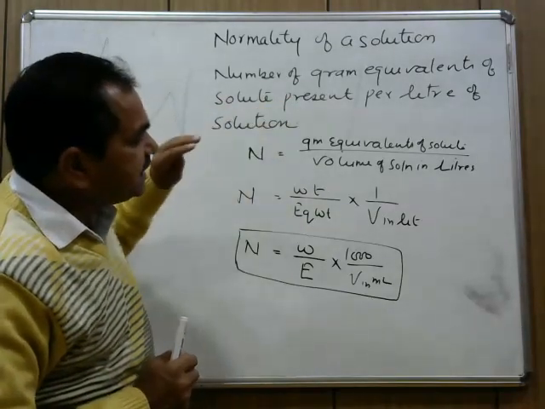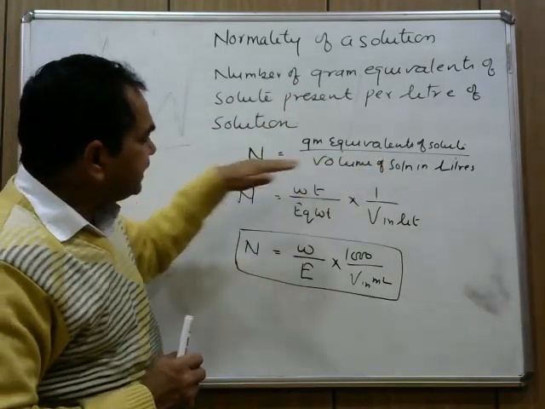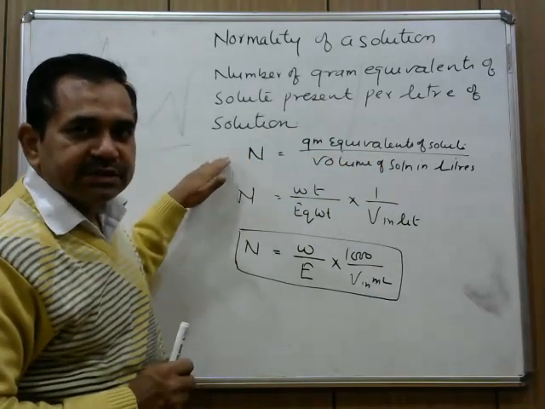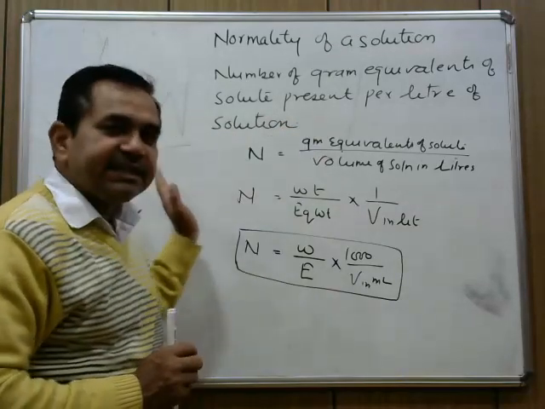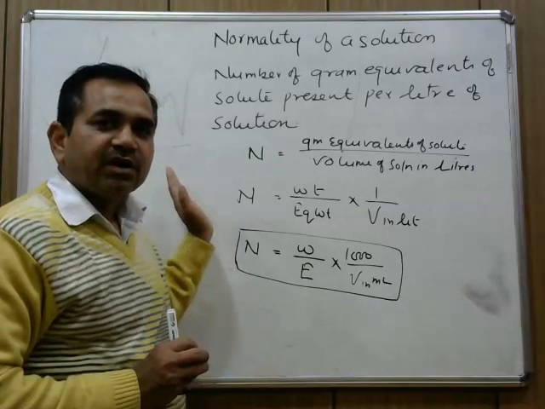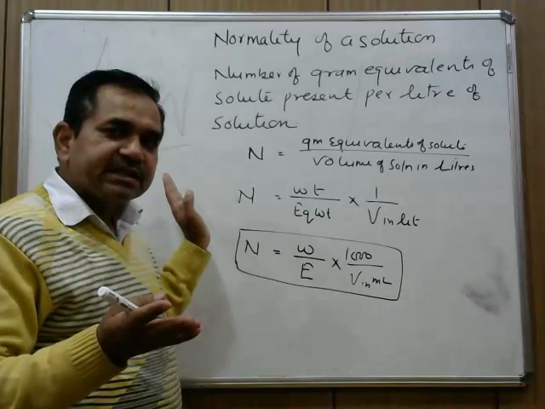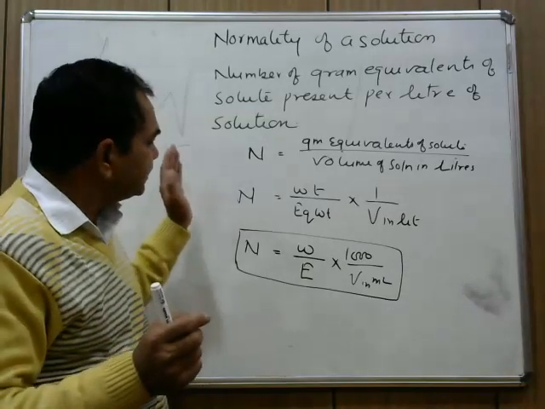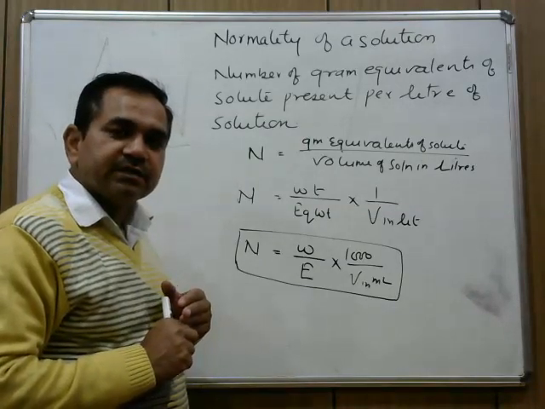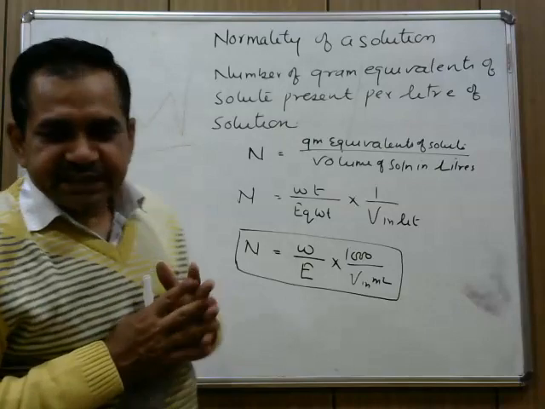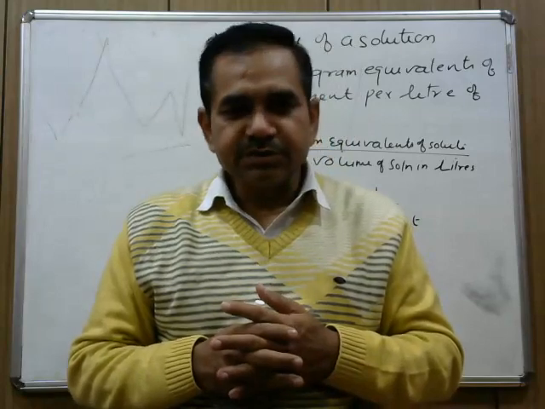Similarly, if 2 gram equivalents are present in a volume of 1 liter of solution, then it is called a binormal or 2N solution. If 1 by 10 gram equivalents are present, then it is called N by 10 solution or decinormal solution. Or semi-normal means half gram equivalent is present in 1 liter of solution. So these are some methods for expressing concentration of a solution.